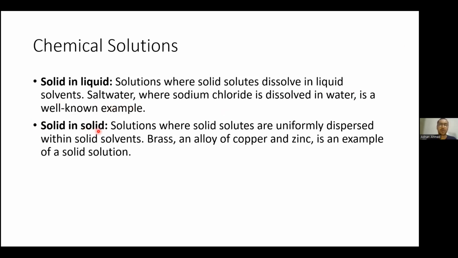Solid in solid. Okay, so this one is interesting. These are solutions where solid solutes are uniformly dispersed within solid solvents. For example, brass, an alloy of copper and zinc, is an example of a solid solution. Here in this type of solution, the solute is solid, and the solvent is also solid. And the example is brass. So this was about chemical solutions.